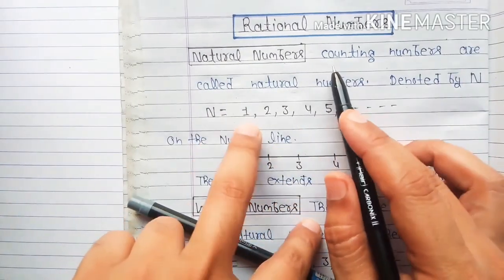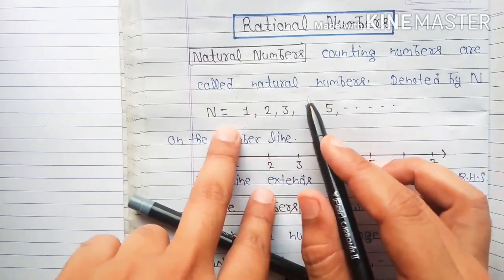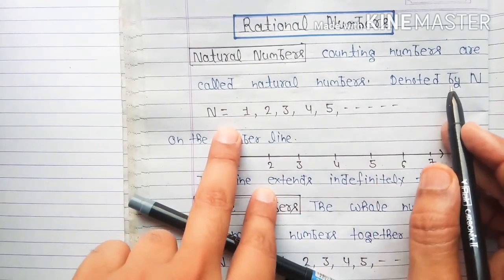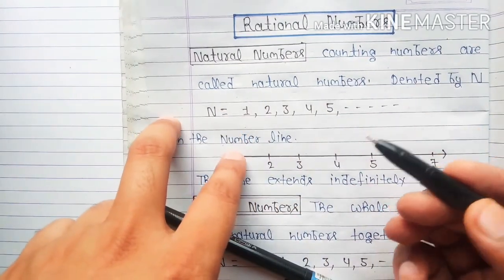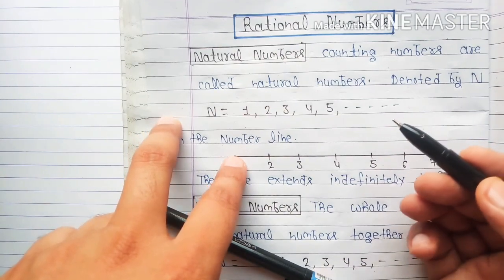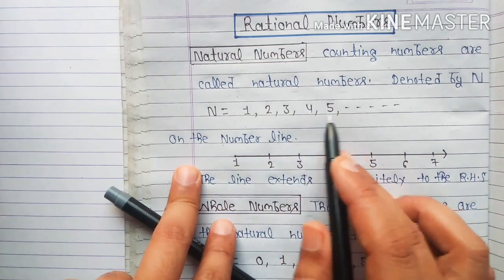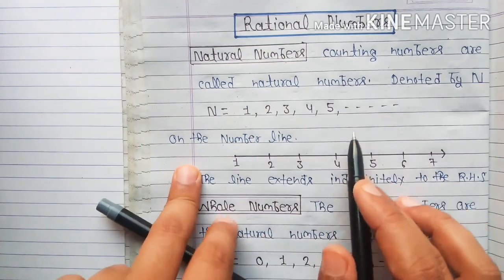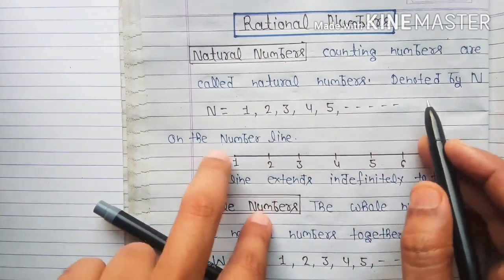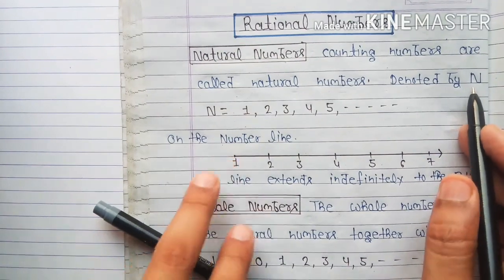We know that counting numbers are called decimal numbers, denoted by capital N. All the numbers we use for counting are known as the decimal numbers, just like 1, 2, 3, 4, 5 and so on. This is denoted by the English alphabet capital N.